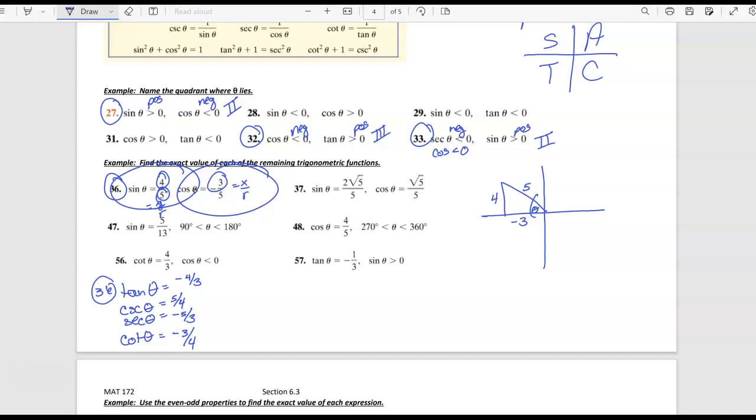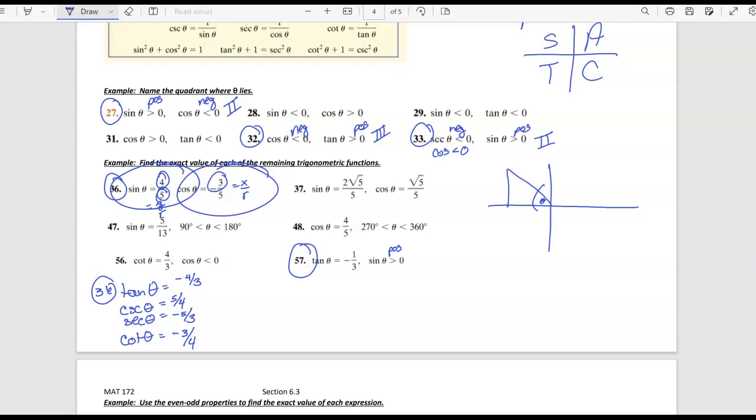Okay, let's do one more. Let's look at number 57. I'm going to pause the video, erase some stuff. So in 57, they're telling us the sine's going to be positive, but tangent's negative. That tells us where this lives. It has to be over here. It's the only way the sine can be positive, but the tangent negative.